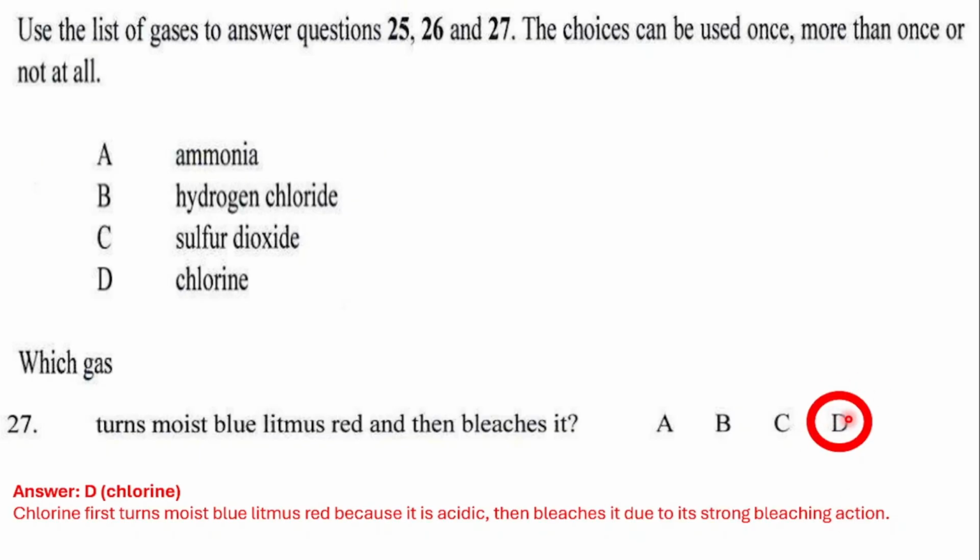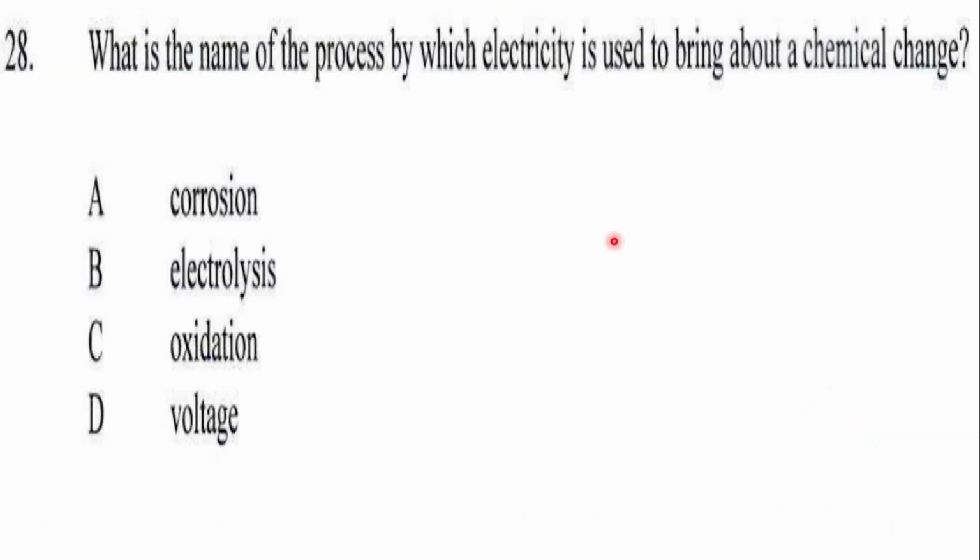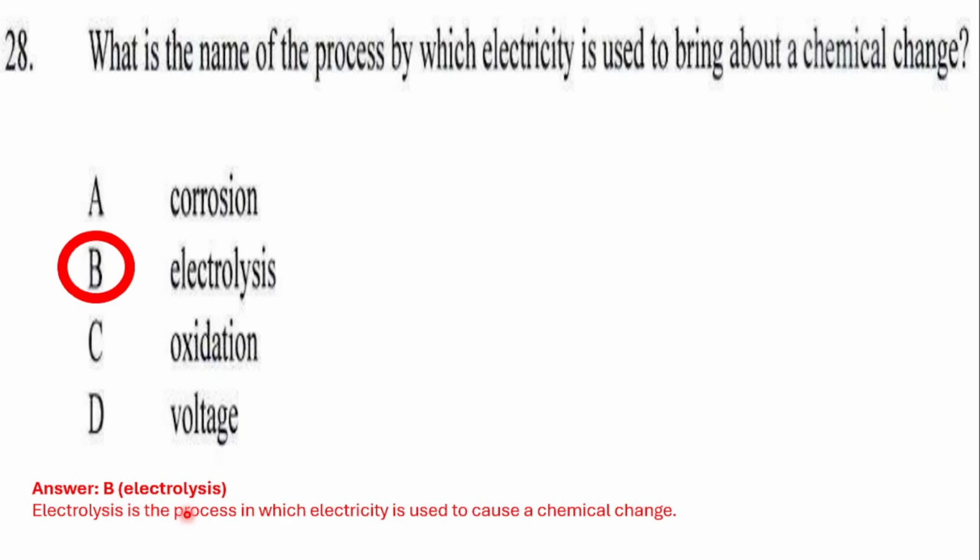Let's move on to question number 28, and it says, what is the name of the process by which electricity is used to bring about a chemical change? Is it corrosion, electrolysis, oxidation, or voltage? And the correct answer is definitely going to be electrolysis, because electrolysis is the process in which electricity is used to cause a chemical change.